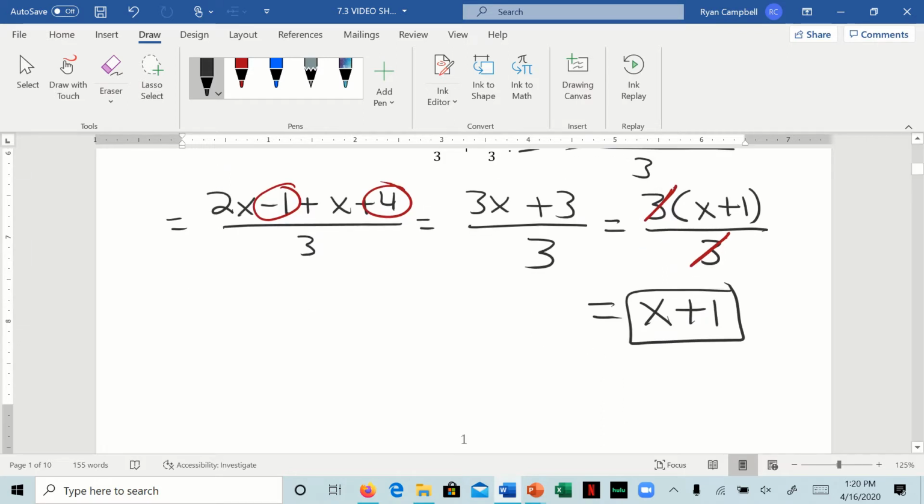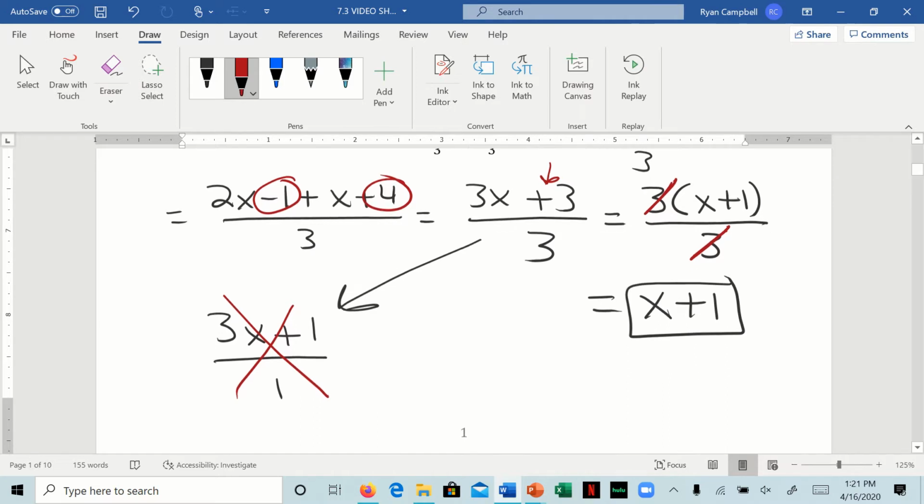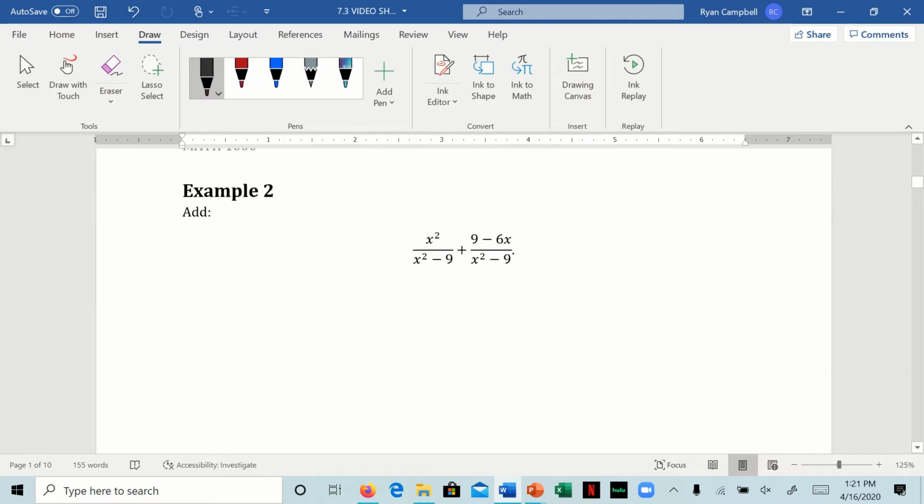Now, again, remember, you cannot just simplify this to 3x plus 1 over 1, right? Because there is an addition sign. Remember, you can only simplify when you have multiplication, not addition. So this was multiplying, so you factored out the 3, you ended up with x plus 1. You can't just take out the 3 from one of the terms. It has to be the whole terms, or the whole thing. Good. All right, let's do another one.